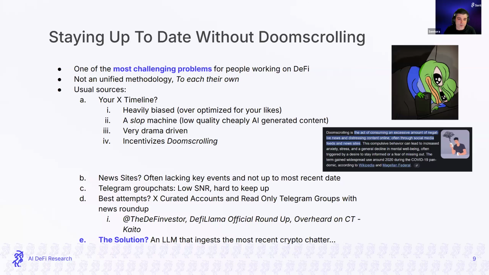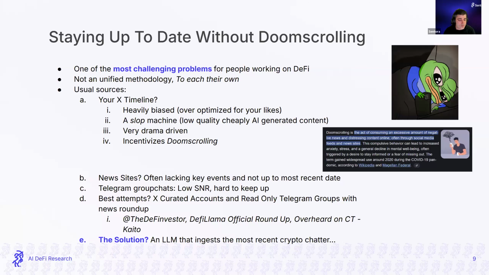Lately, there is also a lot of low quality AI-made content, usually called slop. Also, it's very drama driven. And there is an incentive to this concept of doom scrolling, which is to keep scrolling, getting new news, which is not ideal, right? Other usual sources tend to be news sites. Some of them are great, but they tend to lack some key events, and usually they are not the most up to date.